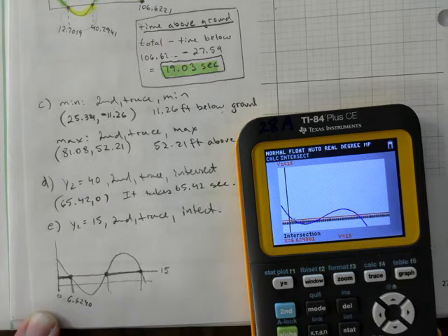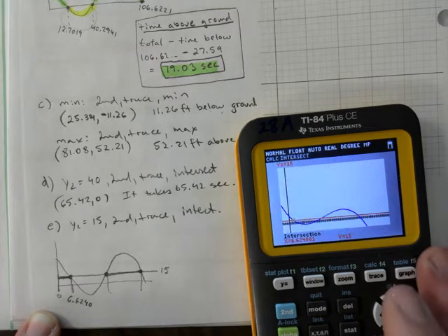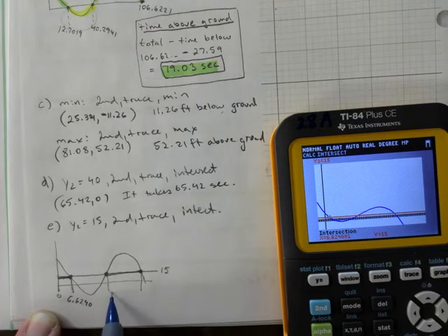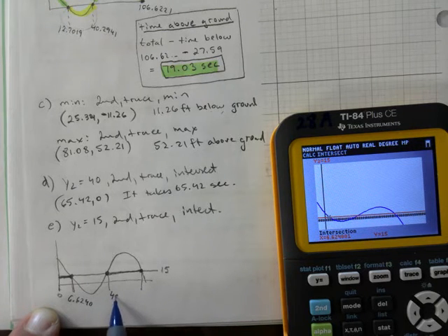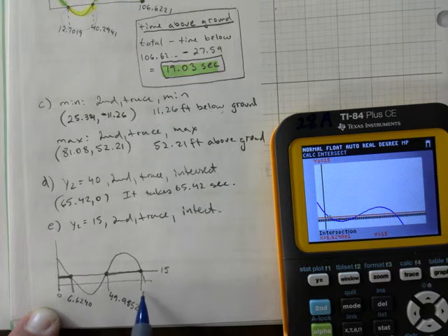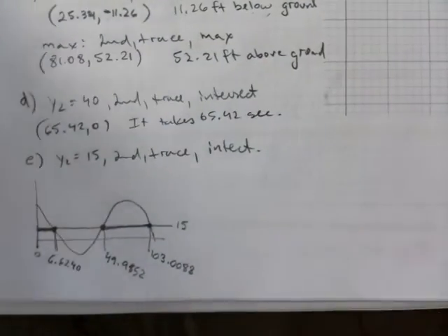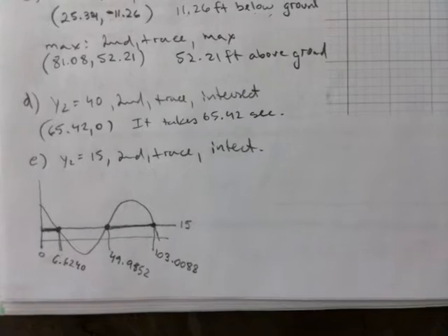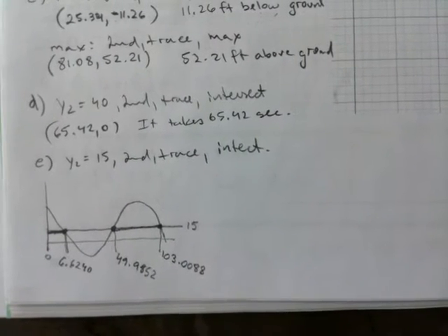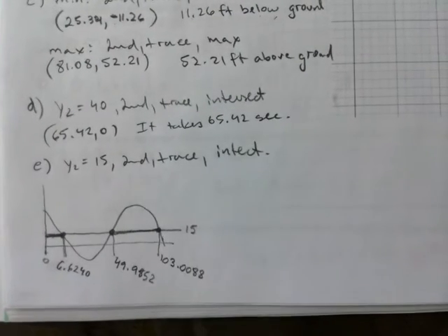That's 6.6240. And I'm going to fast forward here and just give you the numbers. The next one here is 49.9852. And then the next one is 103.0088. You want me to zoom in? Zoom. There you go. Free ad for Mazda right there. Okay.